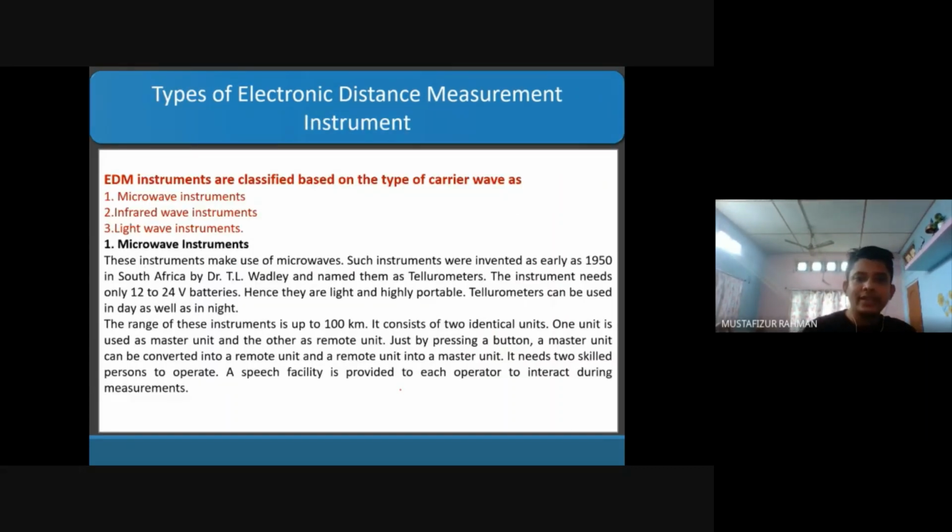Now, depending upon what type of wave they are using, the instruments are divided into these categories: microwave instruments, infrared instruments, and light wave instruments. So as the name says, microwave instruments are using microwaves. As simple as that.